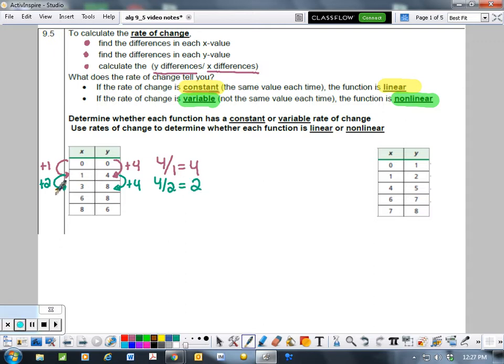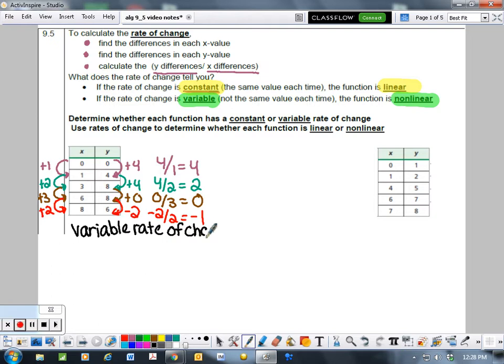And then I'd look at the next one. Here I am adding 3. Here I am adding 0. So 0 divided by 3 gives me 0. And then here I am adding 2, and here I am minusing 2. So this is a negative 2 over 2, which is negative 1 rate of change. So now I analyze, are those rates of change the same? No. So the answer here is it is a variable rate of change, which means that the function is nonlinear.